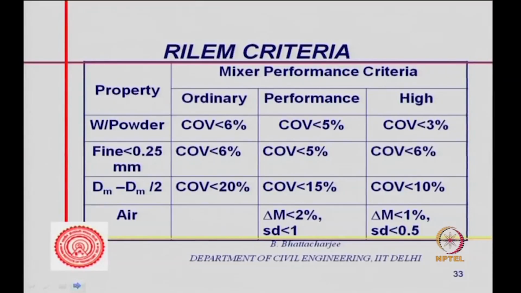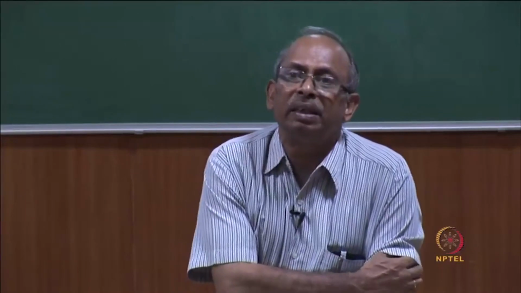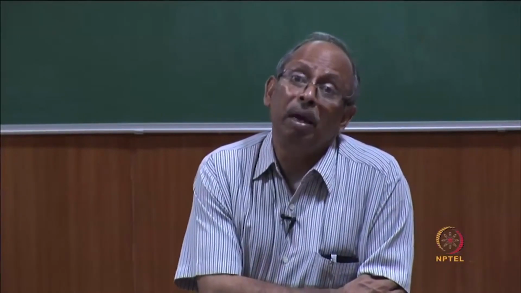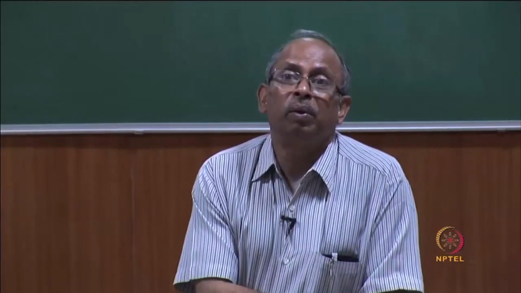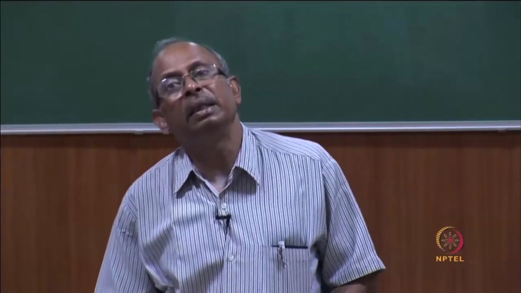Rayleigh criteria of course is something like this. It depends upon what is called coefficient of variation, which is the standard deviation from different sample measurements divided by the mean. So, you find out the coefficient of variation, COV, which is standard deviation divided by mean. So, you find out mean strength, mean water to powder, and also find out the standard deviation from 10 such samples taken from a single batch. And if the coefficient of variation is less than 6%, you say it is ordinary. If it is less than 5%, then you call performance good, and the first one is ordinary performance, and high performance is if it is less than 3%.